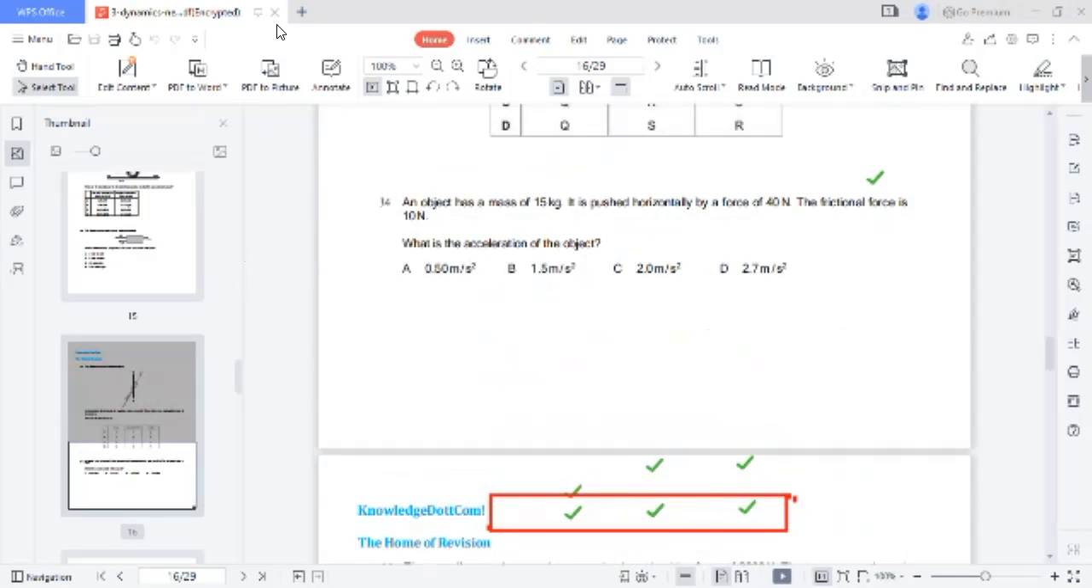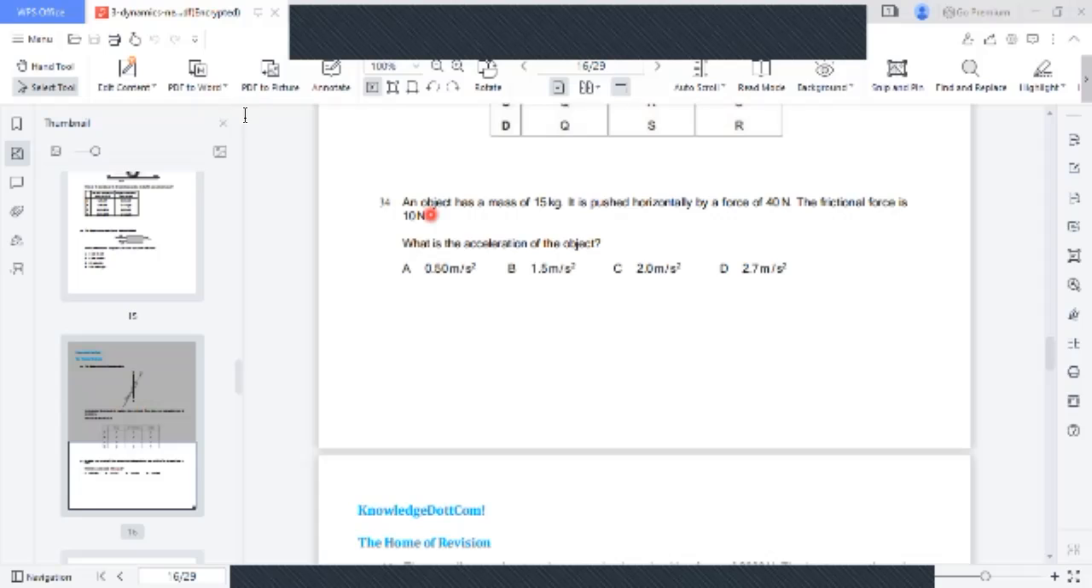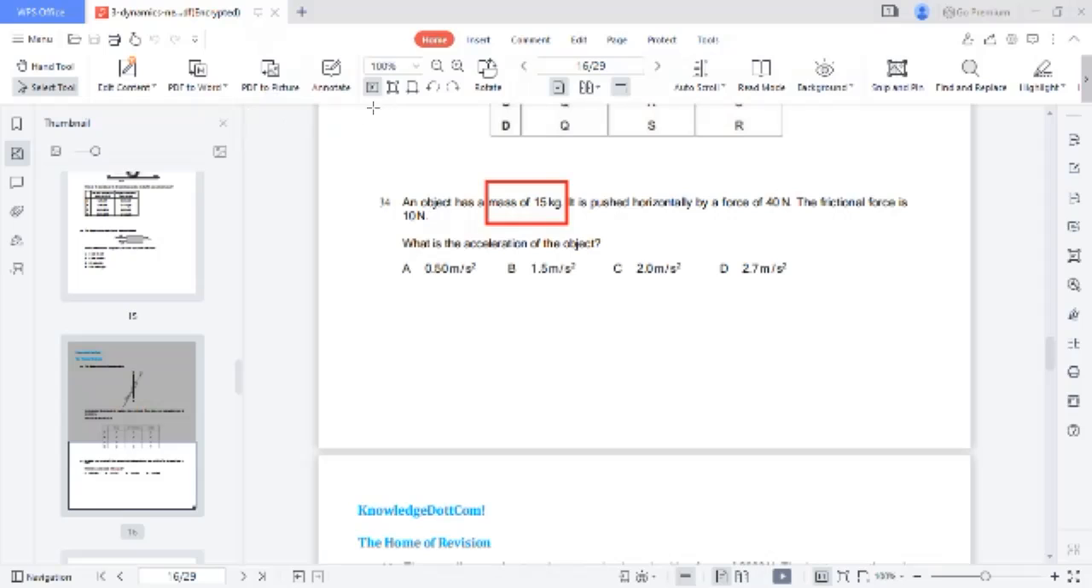Next is number 34. An object has a mass of 15 kg. The mass is given, so we can mark it like this. It is pushed horizontally by a force of 14 Newton. The frictional force is 10 Newton. What is the acceleration of the object? We already solved such type of problems. Resultant force is driving force minus frictional force.